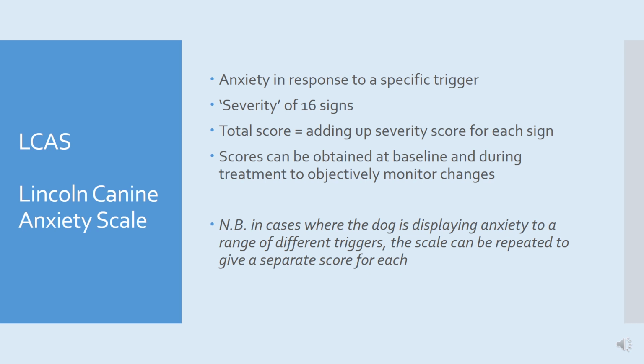So there's no frequency score, there's just a severity score relating to 16 signs. And the total score, you add up the severity for each of these. You can score your dog at baseline before you start an intervention, and then you can monitor it as you give the intervention. So for example, if you're trying out a supplement and you want to see whether or not it's really having an effect.